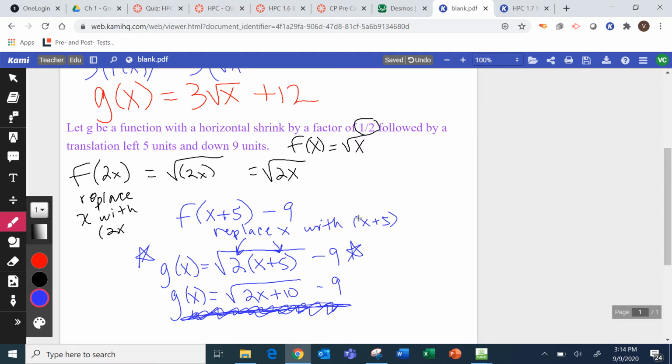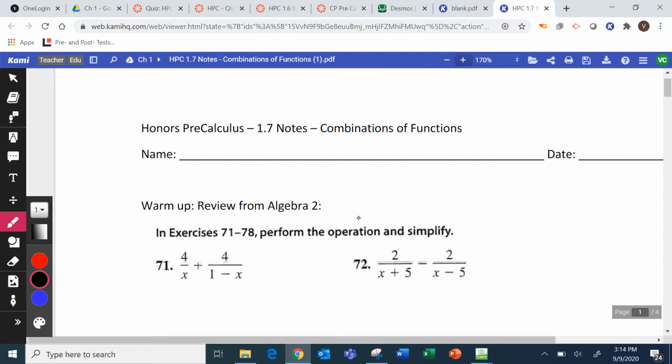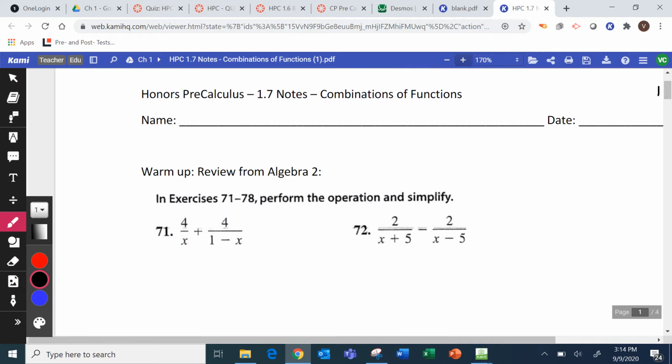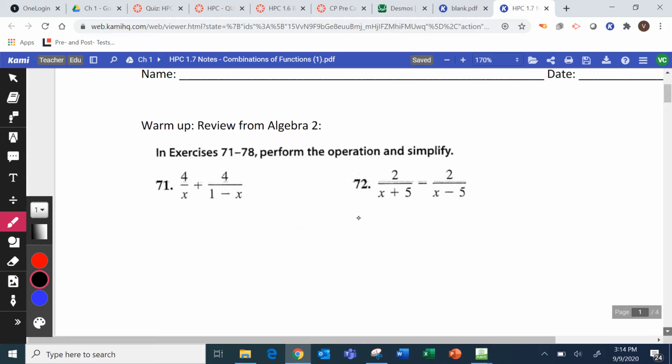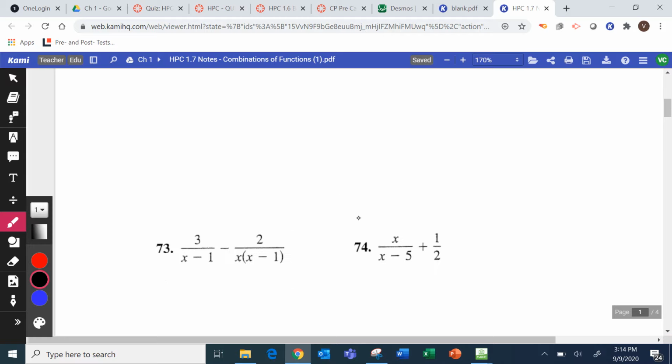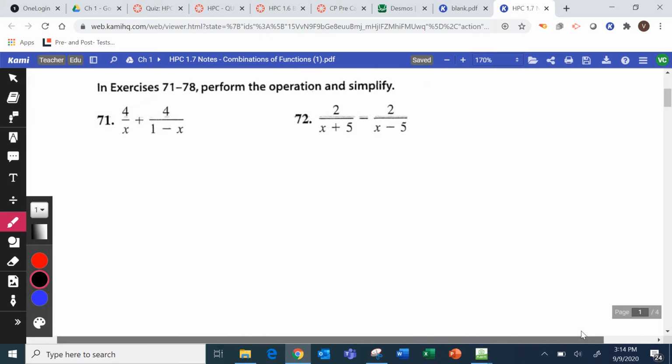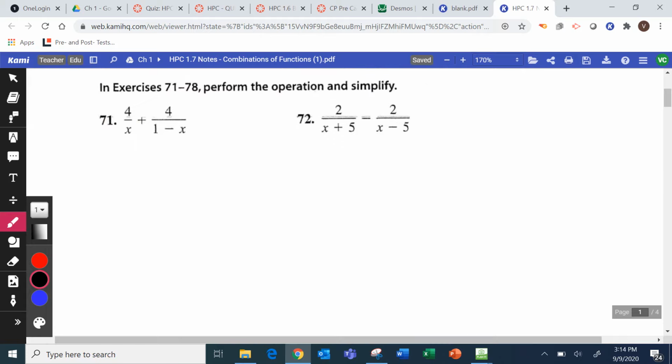The other thing that we reviewed today was some content from Algebra 2. This was rational expressions in Algebra 2, and we had to review that because what we're learning new involves you knowing how to do operations with rational expressions. So I gave some time in class today to work through these as review, and then of course we had to go over it. So I'm going to go over it now.